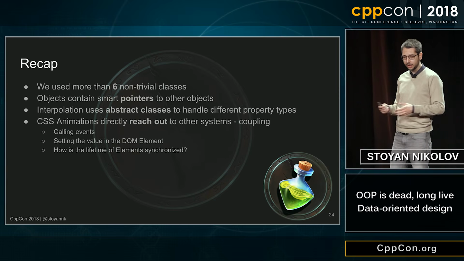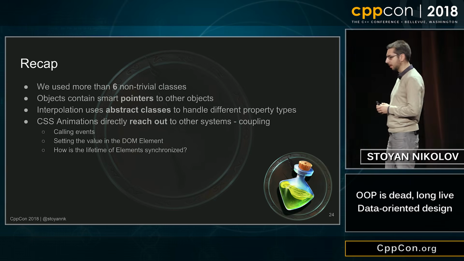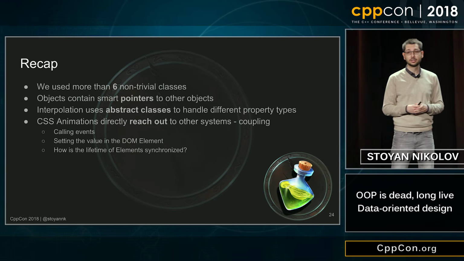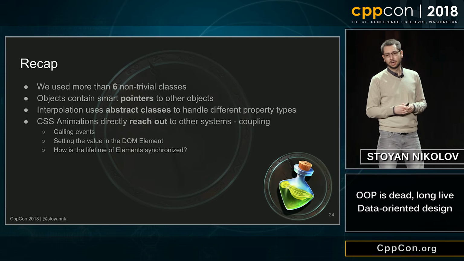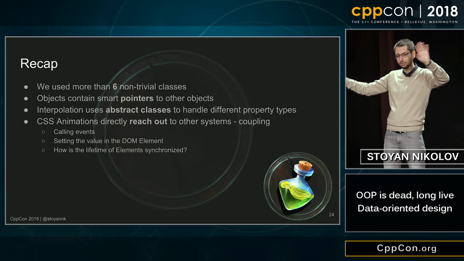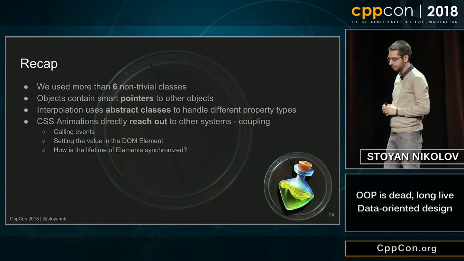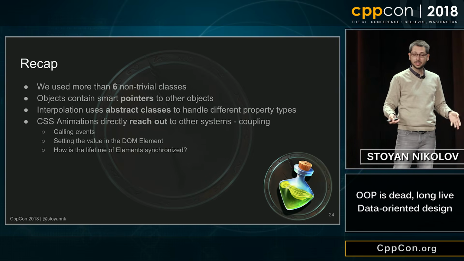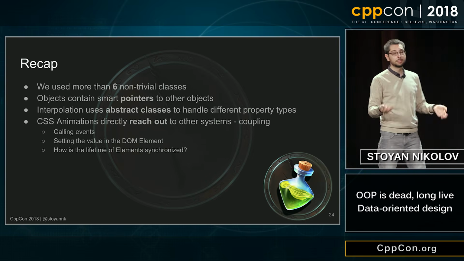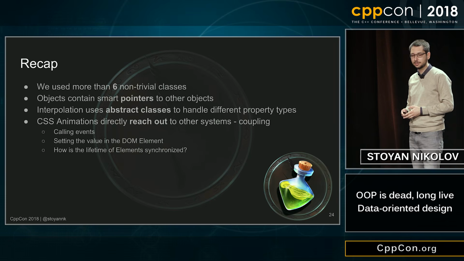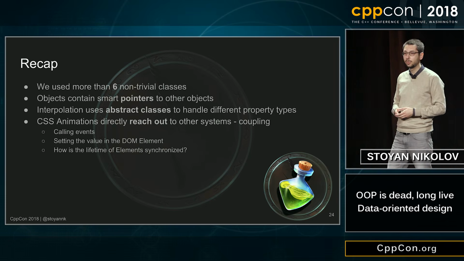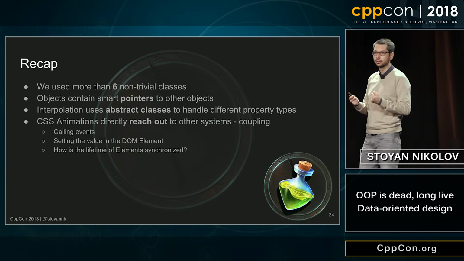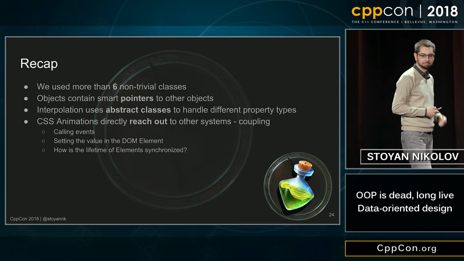So to recap very quickly, to do our animation, we've used more than 6 non-trivial classes. The objects contain smart pointers to the other systems. They are coupled with the other systems. For the interpolation, we use abstract classes. And we're basically drinking the poison of object-oriented programming all the way.